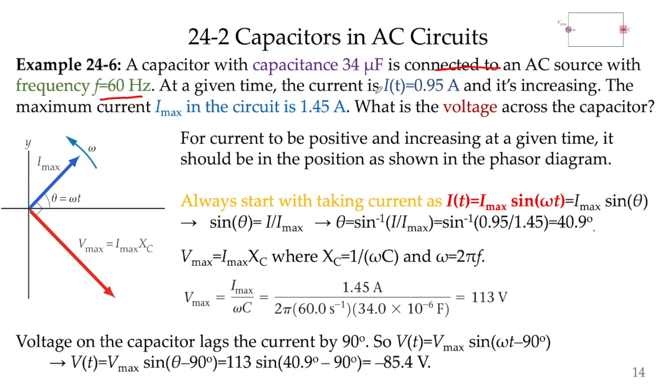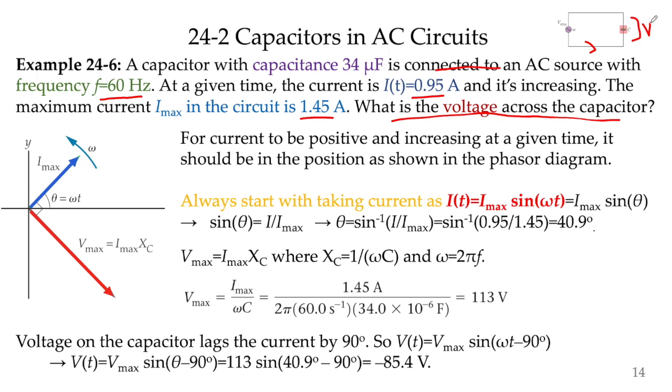At some time, the current is 0.95 amperes, and it's increasing. So you measure the current here, 0.95 amperes, and it keeps increasing. The maximum current is given, it's 1.45. It's going to increase to 1.45. Now the question is, what is the voltage across the capacitor? If you measure the voltage here with a voltmeter, what's going to be that?